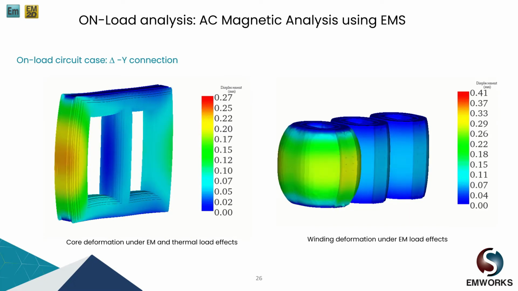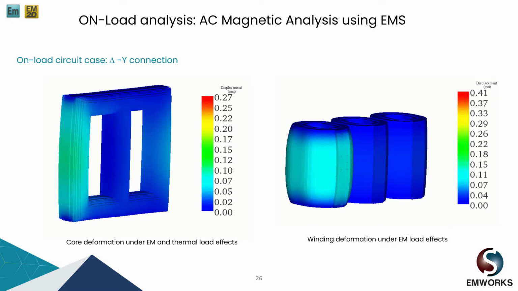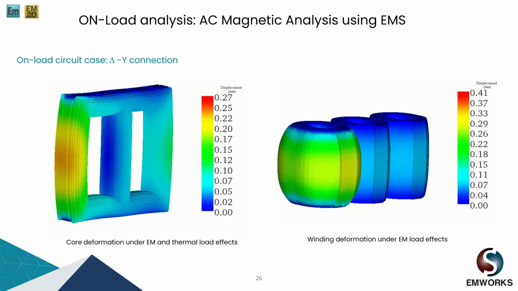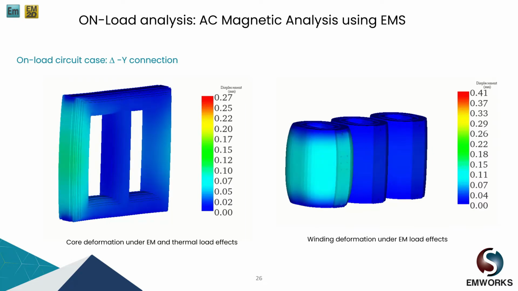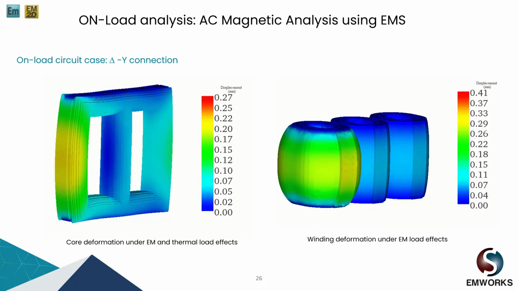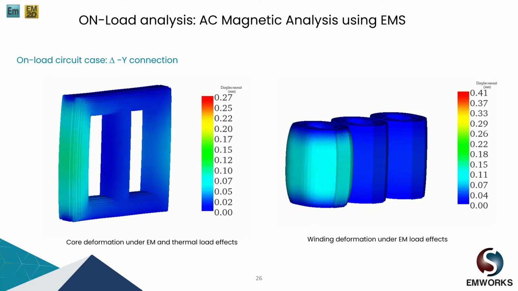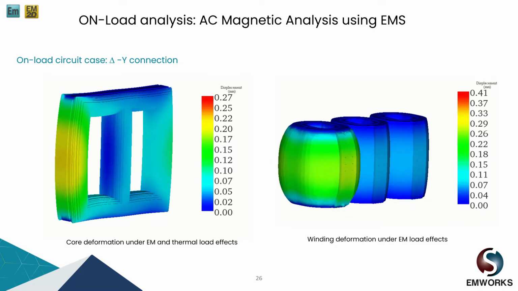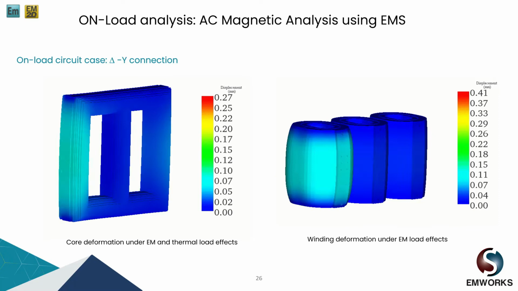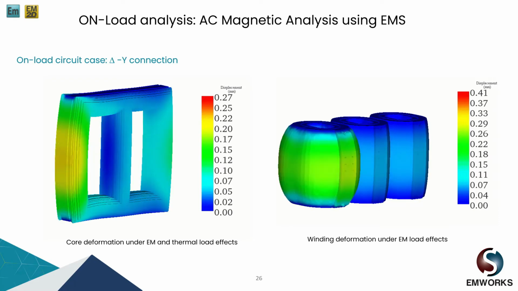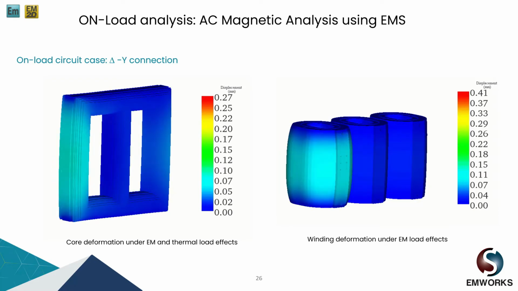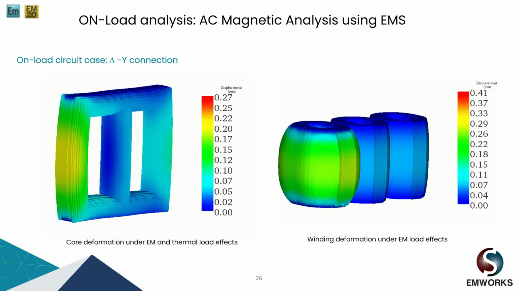Also, using the same study, we added the structural coupling. So we now have magnetic analysis coupled to thermal and structural. We have three analysis types within the same study, to get the structural deformation of the structure for both the core and the winding.